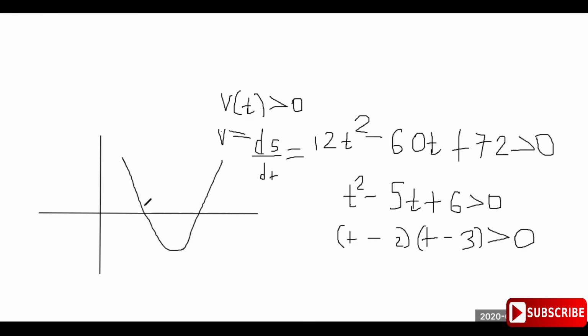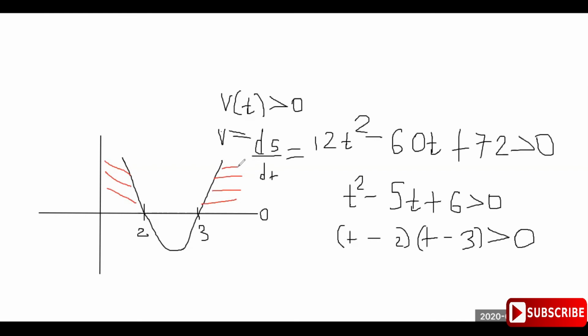We have 2 and 3, 2 and 3. Or 1 when the velocity is greater than 0. So this is the line 0, or 1 when it's greater than 0. Now the velocity is greater than 0 all over here, and all over here.